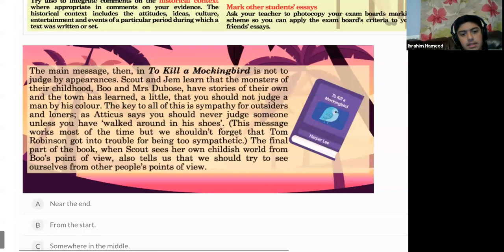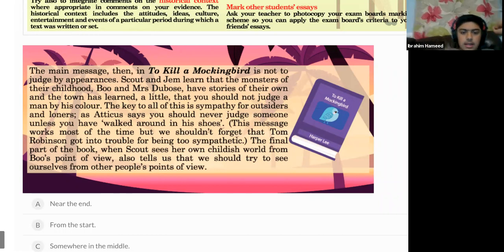The main message then in To Kill a Mockingbird is not to judge by appearances. Scout and Jem learn that the monsters of their childhood, Boo and Mrs. Dubose, have stories of their own, and the town has learned a little that you should not judge a man by his colour. The key to all of this is sympathy for outsiders and loners. As Atticus says, you should never judge someone unless you have walked around in his shoes. This message works most of the time, but we shouldn't forget that Tom Robinson got into trouble for being too sympathetic. The final part of the book, when Scout sees her own childish world from Boo's point of view, also tells us that we should try to see ourselves from other people's points of view.